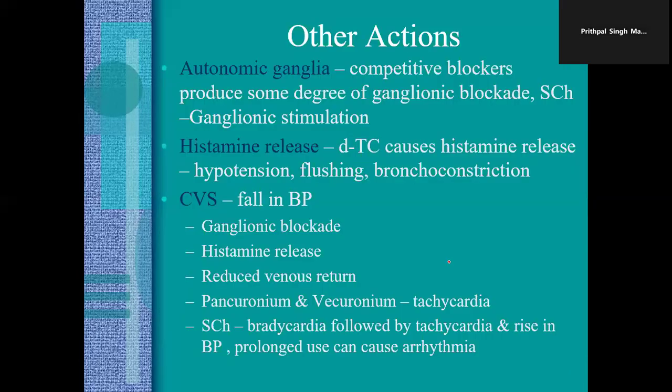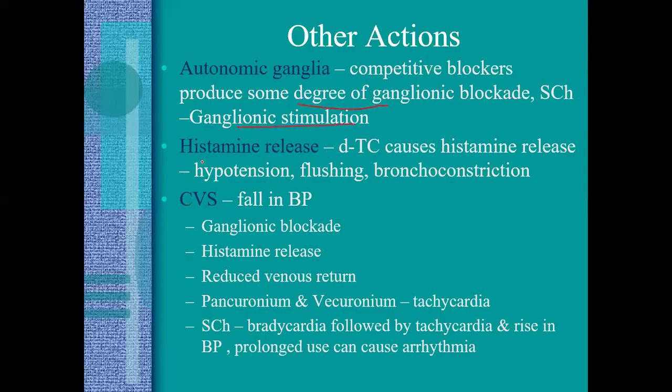Talking about the other actions of this particular drug, these drugs are competitive blockers and they produce some degree of ganglionic block also, leading to ganglionic stimulation. Some drugs, due to their bulky nature, lead to release of histamine. D-tubocurarine is known to cause release of histamine. This release of histamine could lead to hypotension, flushing, and bronchoconstriction.